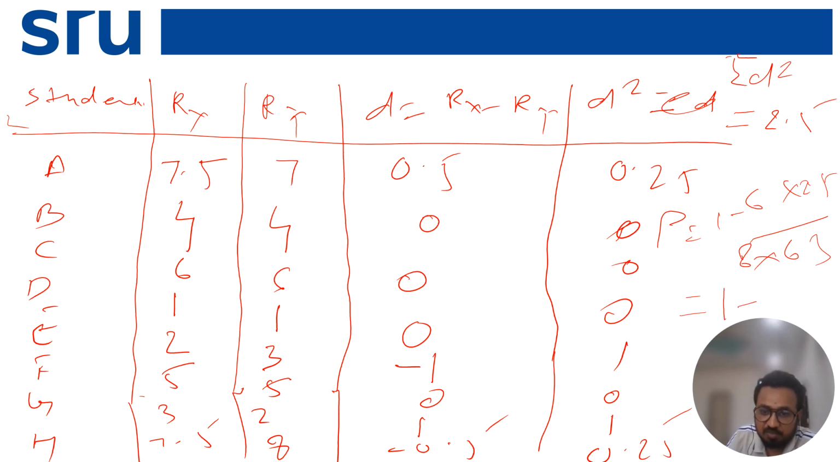So you will get the final answer by calculating this. So this is equal to 1 minus 150 by 504, since 8 into 63 is 504. Now by solving this, 504 minus 150 by 504, we will get the value of the rank correlation coefficient. Okay.